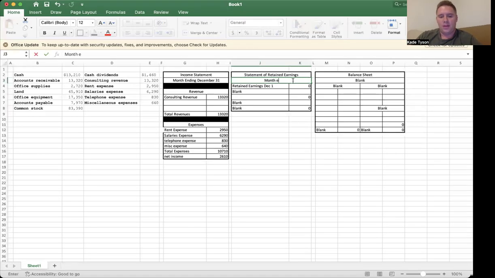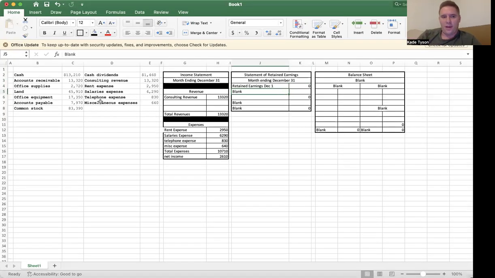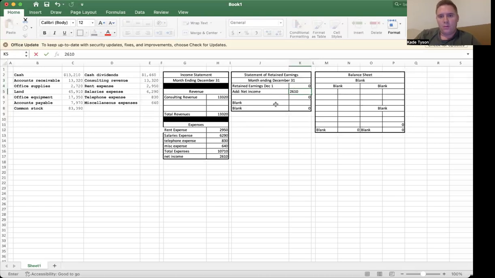So this is going to be our month ending December 31st. It'll already give you your retained earnings December 1st. That's just at zero. There was nothing that we were provided for that, as you can see here on the left. And the first thing that we're going to add is our net income. So we'll take our net income that we found previously, the 2,610, and we will add that right there.